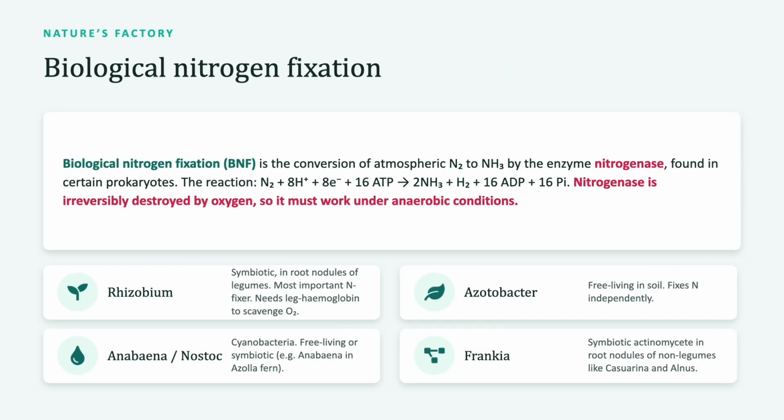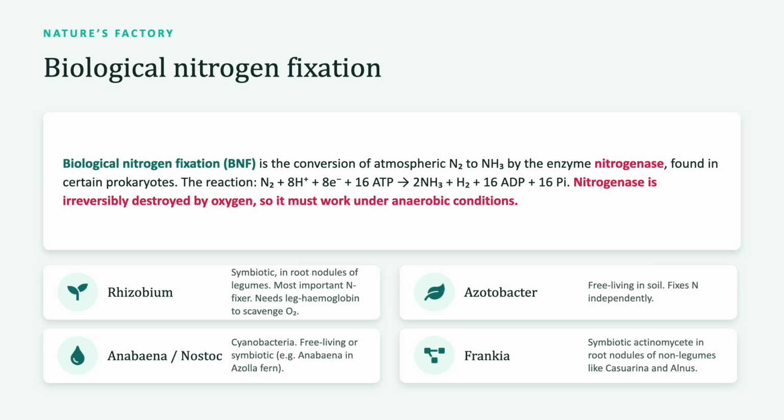Biological nitrogen fixation. Now the most tested topic in this chapter, biological nitrogen fixation. The enzyme nitrogenase converts nitrogen to ammonia using a massive amount of energy, 16 ATP per molecule of nitrogen fixed. And here is the critical exam fact. Nitrogenase is irreversibly destroyed by oxygen. So it must work under strictly anaerobic conditions.